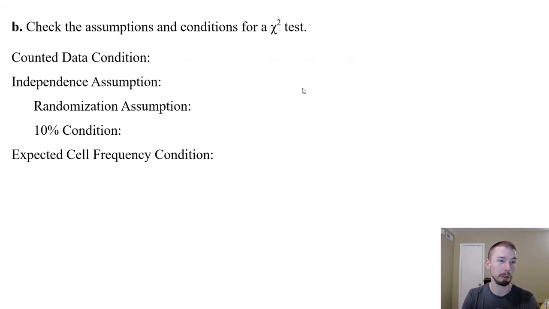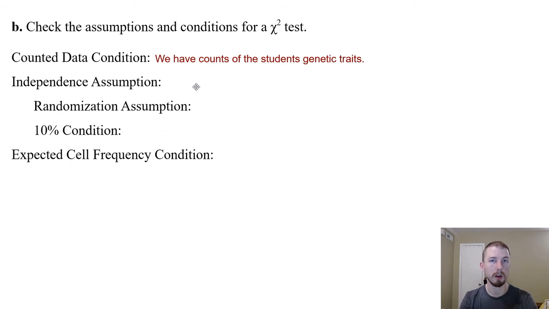We should have probably done this sooner, but whatever. Anyway, so counted data condition. So we do have counts of the number of students that had each one of these phenotypes. The independence assumption: each student should be independent of the next student as long as they are genetically independent, meaning they're not related to each other.